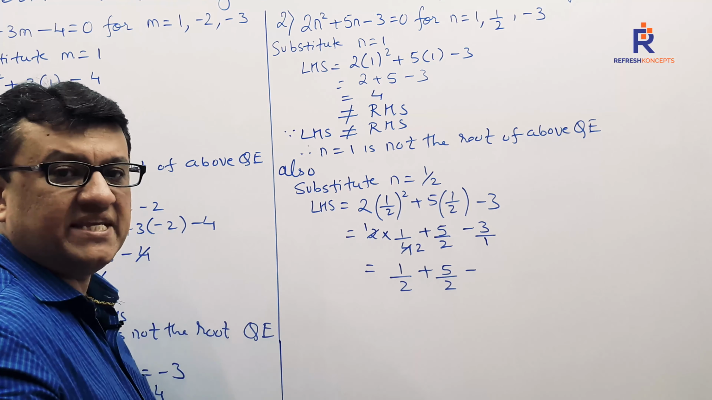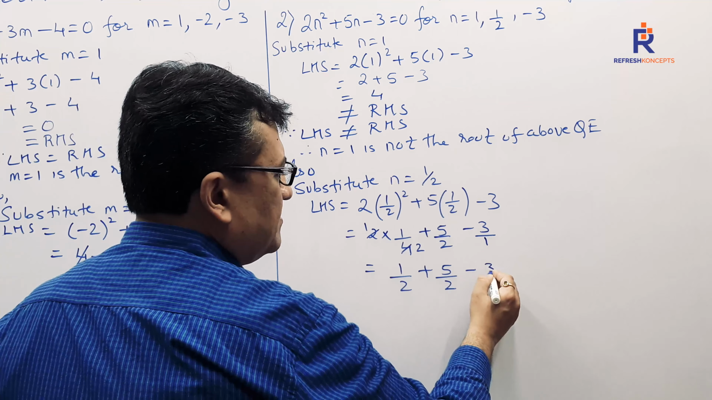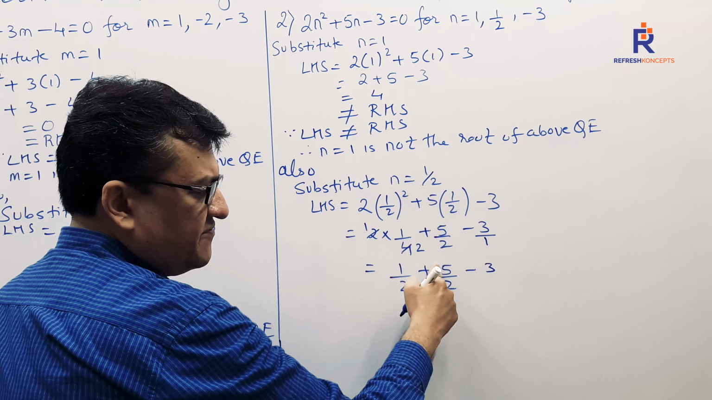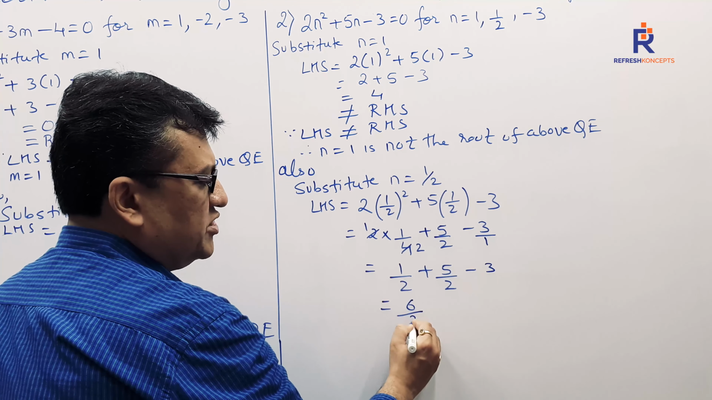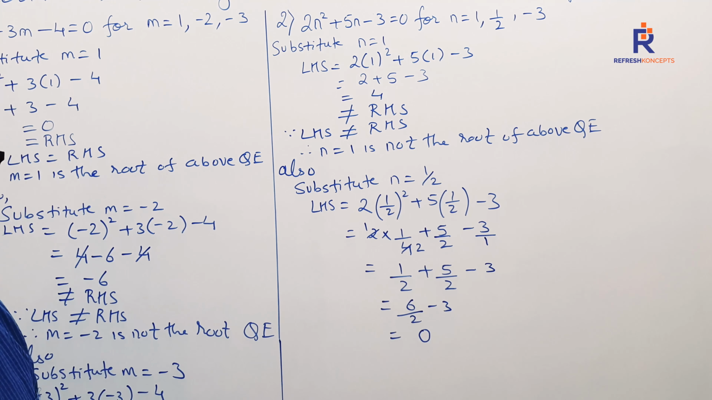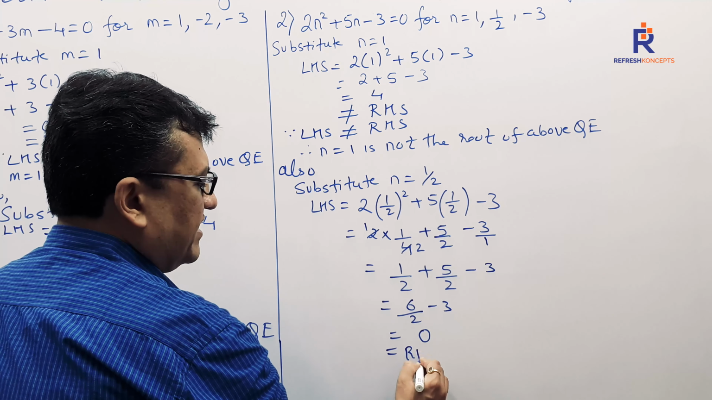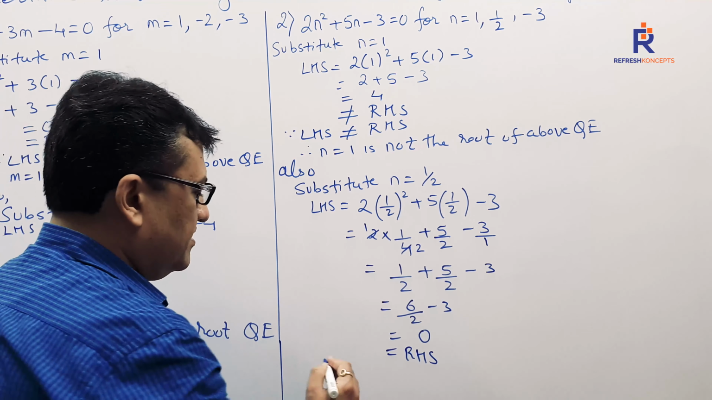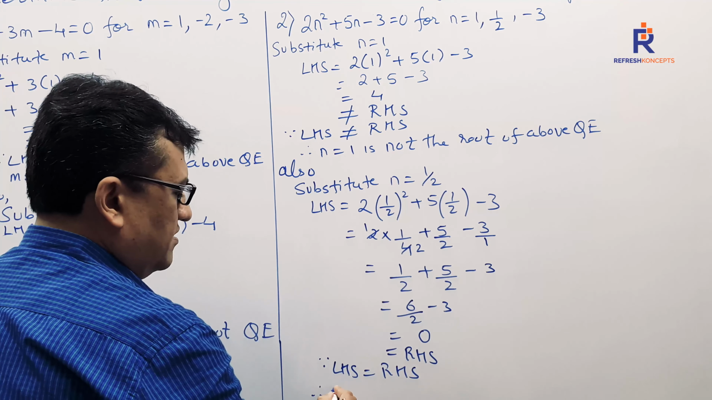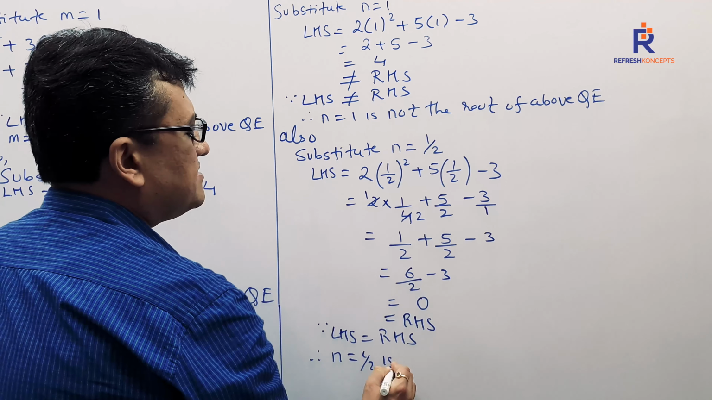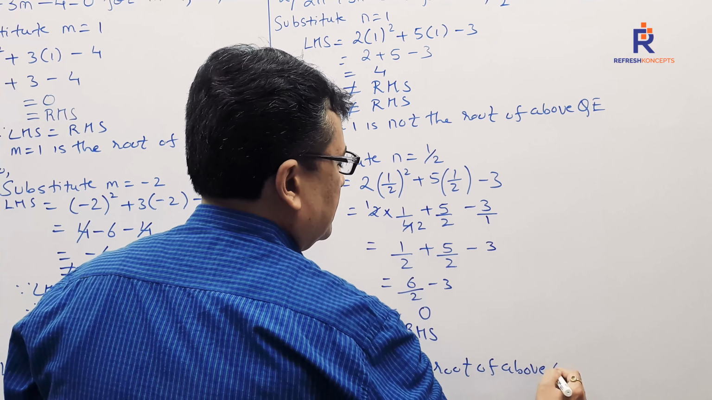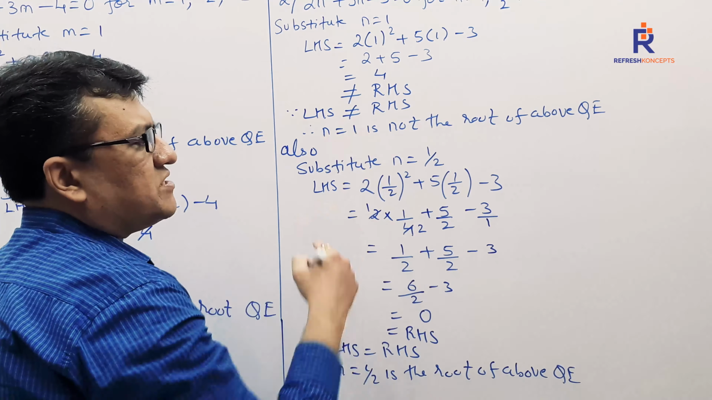Even if you don't want to go for LCM, don't try and take LCM. This sum is very easy. Half, the denominators are same. So 1 plus 5, 6 by 2. 6 by 2 minus 3, which is 3 minus 3. 3 minus 3 is 0, which is nothing but my RHS. Since LHS is equal to RHS, therefore n equals to half is the root of the above quadratic equation.